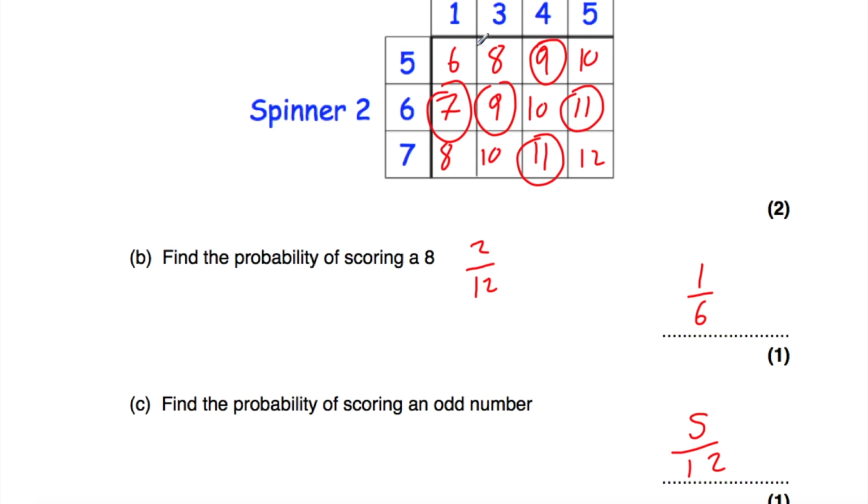And let's just check, are there 7 even numbers? 1, 2, 3, 4, 5, 6, 7. That's right. And that's it. So let's have a look at our next question.